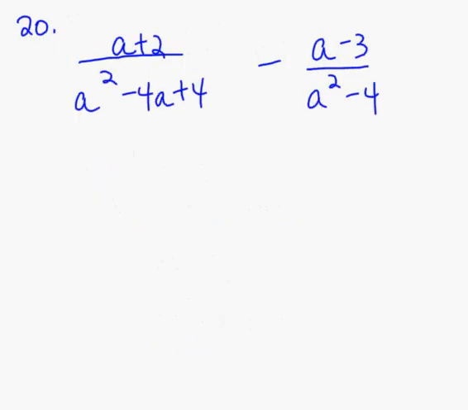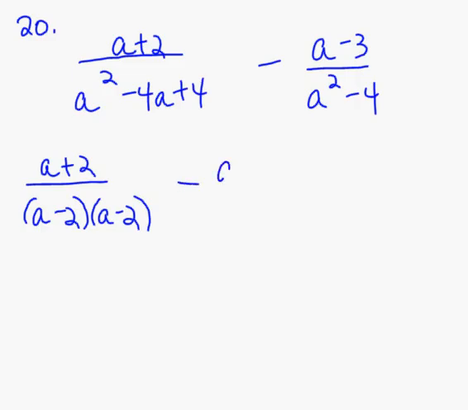Okay, for number 20, once again I don't have a common denominator, and before I can figure out what it is, I need to factor each of these denominators to see what I already have in common. So I have for the first one a plus 2 over, I'm looking for what multiplies to 4 and adds to negative 4, which is negative 2 and negative 2. So that's a minus 2 times a minus 2, or you can write a minus 2 squared, minus a minus 3 over, that's the difference of squares, so it's a plus 2 times a minus 2.